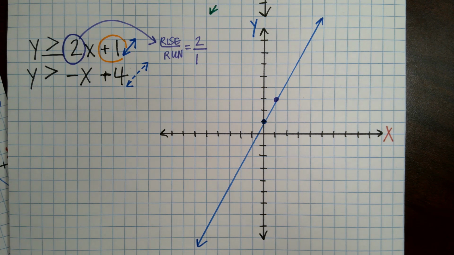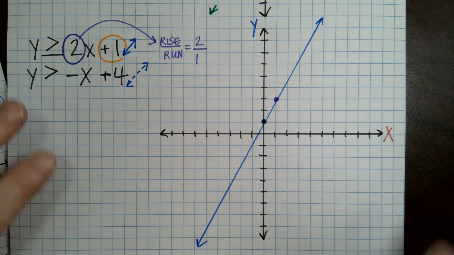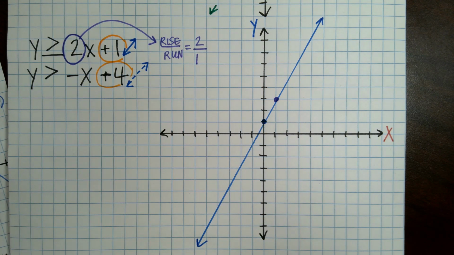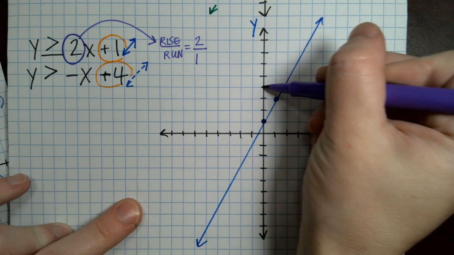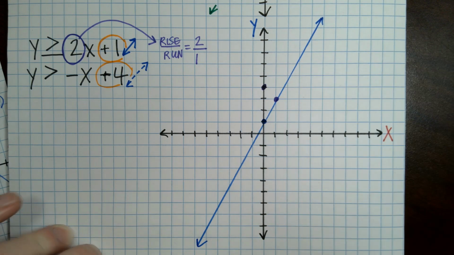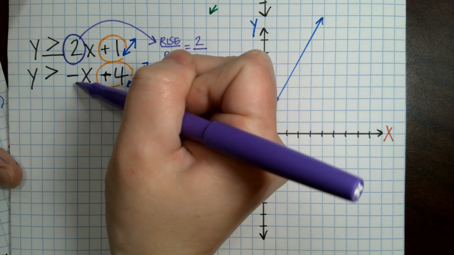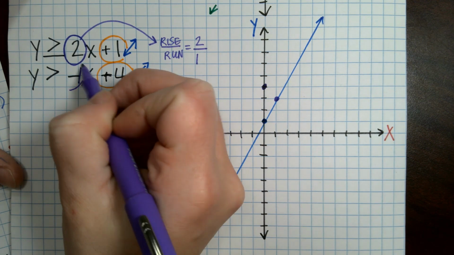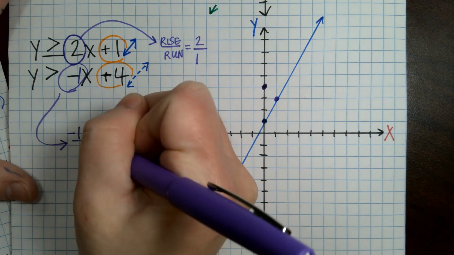Okay. Where do we start for this second line? 0, 4. Yes, we've got our y-intercept, which is positive 4. So we're going to go to the point 0, 4 right here. Okay, and how do we find our second point? Negative 1 over 1. Yeah, when we have negative x, that's really negative 1x. So remember, any whole number as a fraction, you just put it over 1.